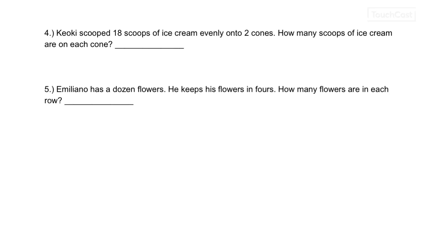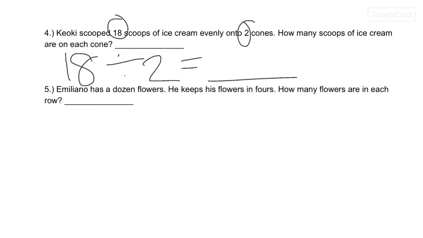Last 2. Kiyoki scooped 18 scoops of ice cream evenly onto 2 cones. How many scoops of ice cream are in each cone? 18 total scoops on 2 cones. Wow, someone's going to have a lot of scoops. Let's roll our 2s till we get to 18. 2, 4, 6, 8, 10, 12, 14, 16, 18. Stop. How many fingers? 9. 9 what? Scoops of ice cream. I can just put scoops. Whoa. I want to be your friend, Kiyoki. Give me 9 scoops of ice cream at once.